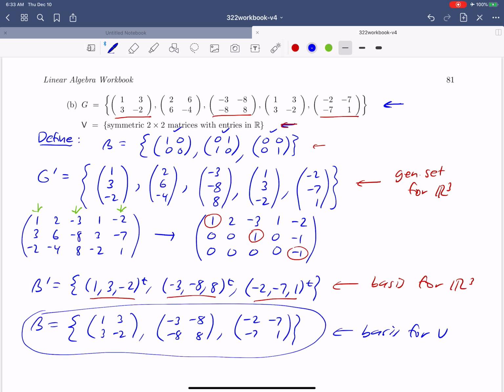Just to reiterate the strategy here, what we're doing is taking our problem and translating it into a problem in tuple land, R3, using what we learned back in chapter 1, I think it was, and then converting back and getting the basis that we really want.